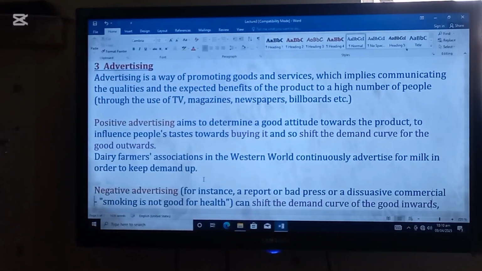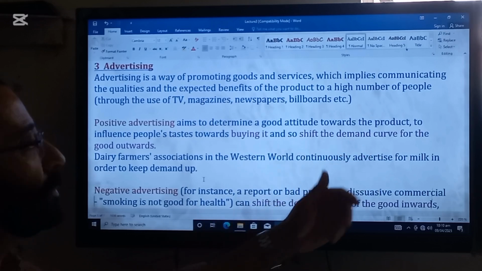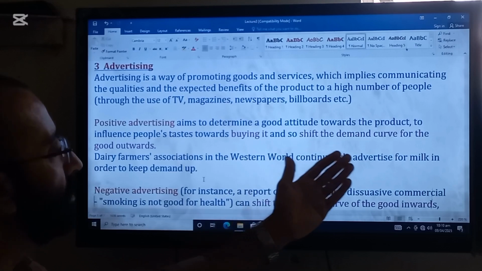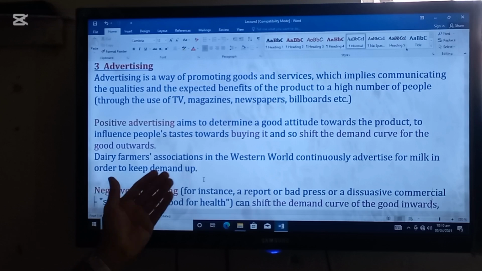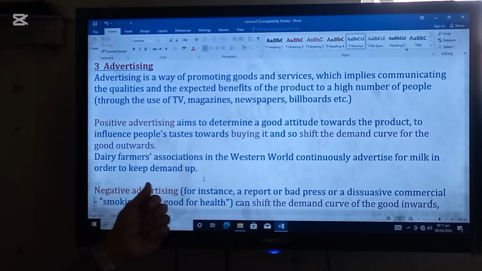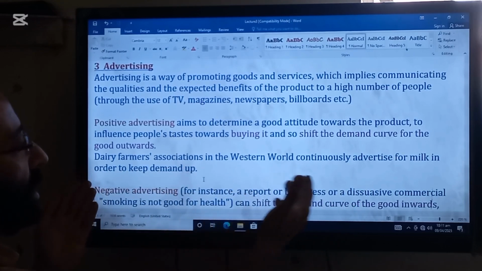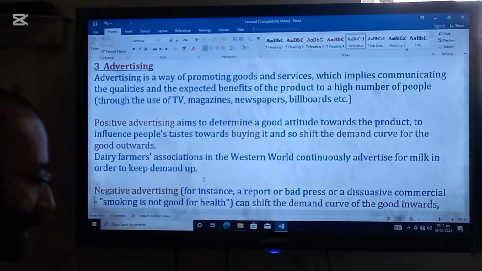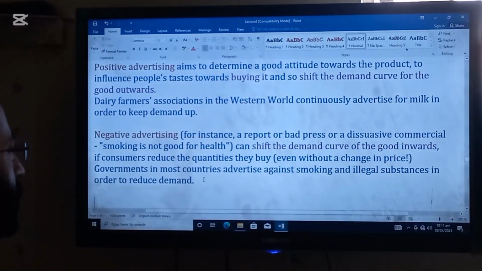So now we are going to read. Positive advertising aims to create a good attitude towards the product, to influence people's taste towards buying it, and so shift the demand curve for the good outwards. Dairy Farmers Association in the Western world continuously advertise for milk in order to keep demand up. So this is the example. Dairy Farmers Association advertising for milk in order to keep demand up. This is positive advertising.